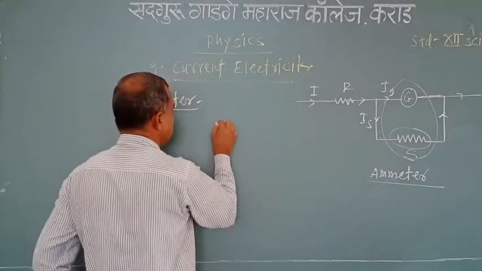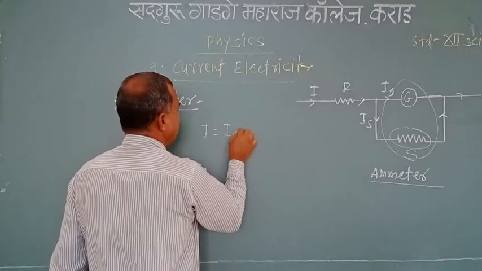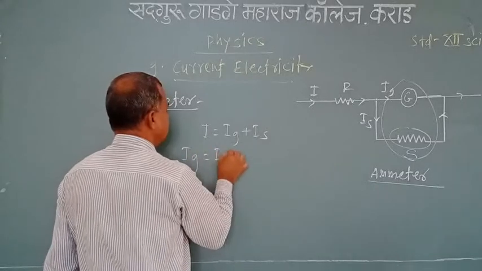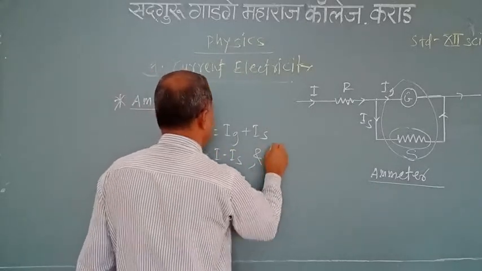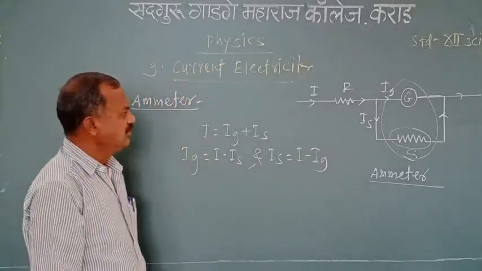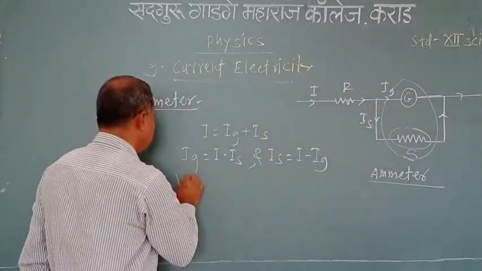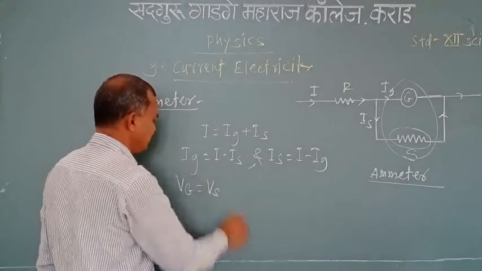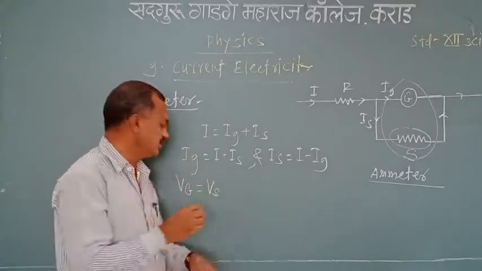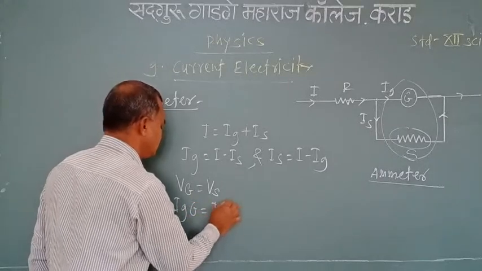From this figure, we write some equations like this. I equal to Ig plus Is, or Ig equal to I minus Is, and Is equal to I minus Ig. Also, the potential across G and S must be the same, that is Vg is equal to Vs, because G and S are parallel to each other. Therefore, Ig into G is equal to Is into S.